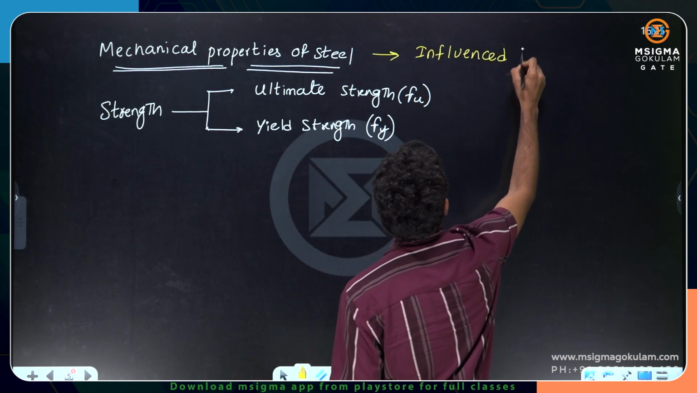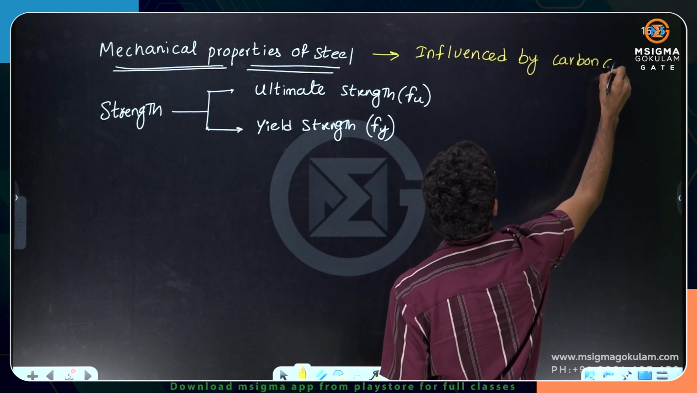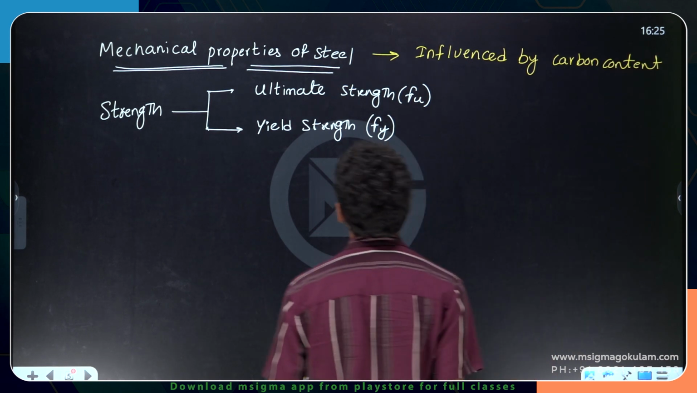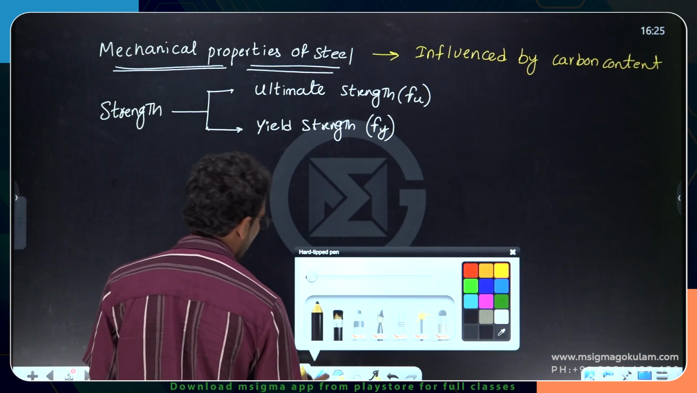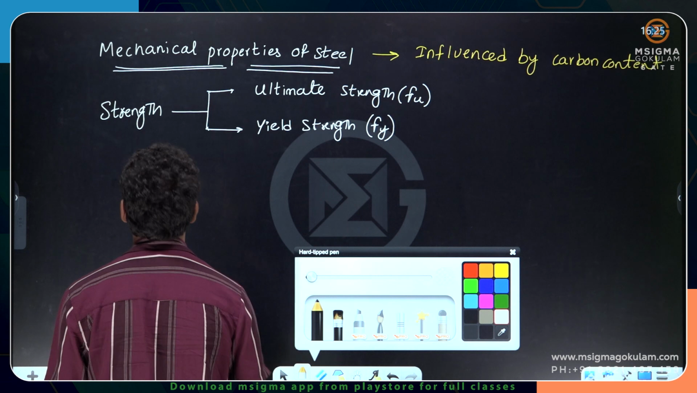Remember this, mechanical properties are influenced by carbon content. So, how it is going to influence, I will explain. But what are those mechanical properties? Let me list them out, and then we will see how these are influenced by carbon content.